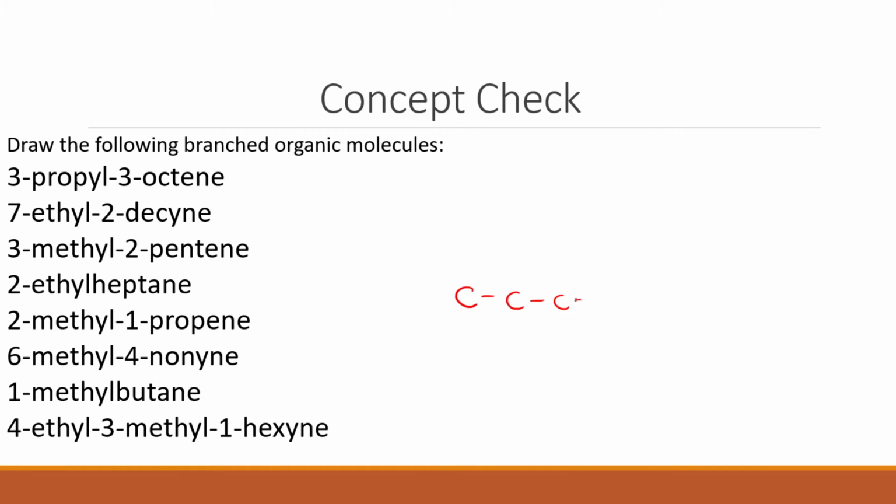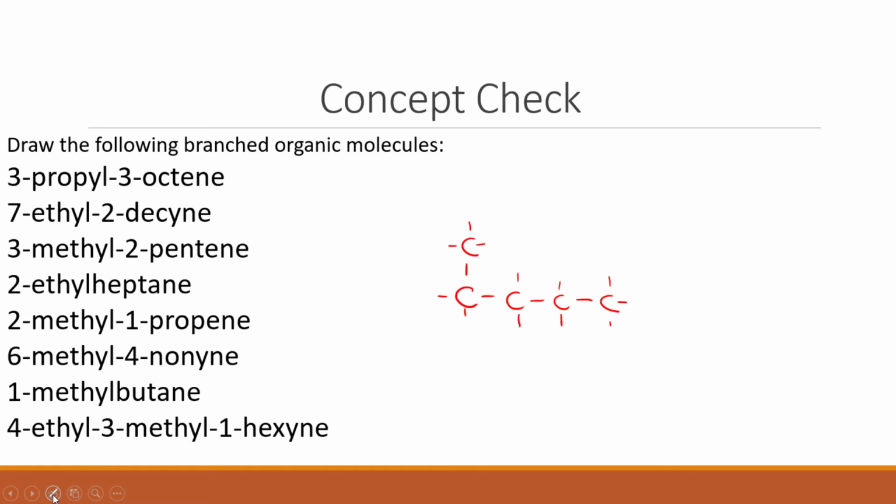1-methylbutane is going to be 4 carbons in a row, all single bonded. And on the first carbon, a branch of 1 additional carbon. All right, here's the butane and the 1-methyl.